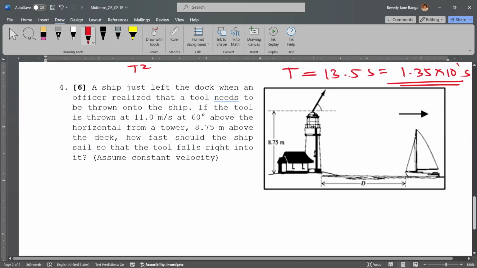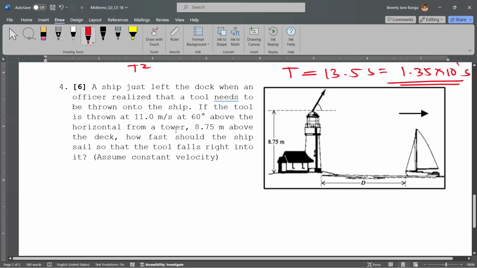So let me go to the next item. A ship just left the dock when an officer realized that a tool needs to be thrown onto the ship. If the tool is thrown at 11 meters per second at 60 degrees above the horizontal from a tower 8.75 meters above the deck, how fast should a ship sail so that the tool falls right into it? Okay, so, sorry, back to the problem. It says here, assume constant velocity of the ship.